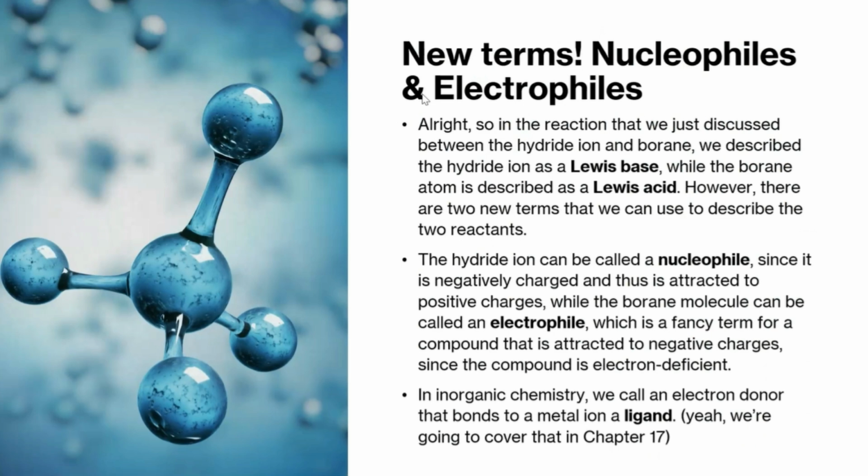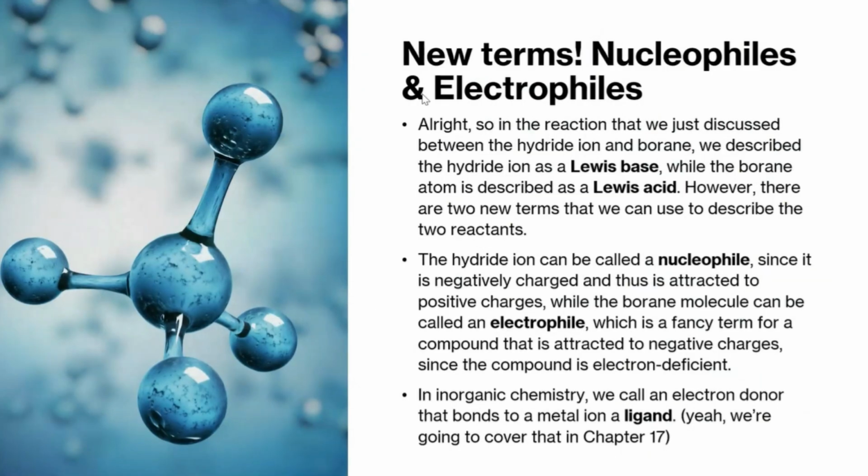Now, we'll have new terms introduced. We talked about what a Lewis acid was, which was borane in our example, and a Lewis base, which was the hydride ion. So, we can use two new terms to better describe borane and the hydride ion. The hydride ion can be called a nucleophile because it's negatively charged and is thus attracted to positive charges, while the borane molecule is, by definition, electron deficient. So it will be called an electrophile, which means it's a compound that's attracted to negative charges, such as the hydride ion.